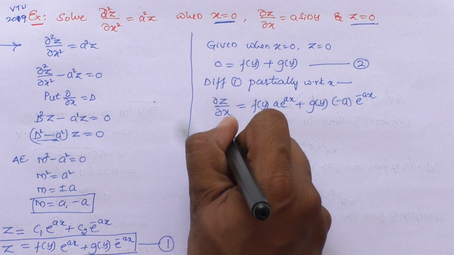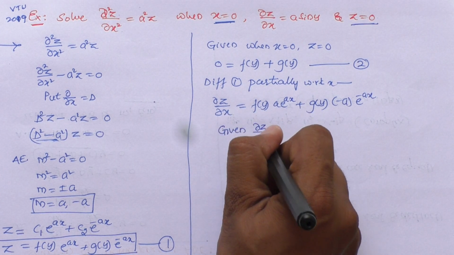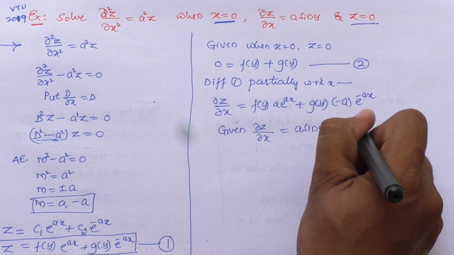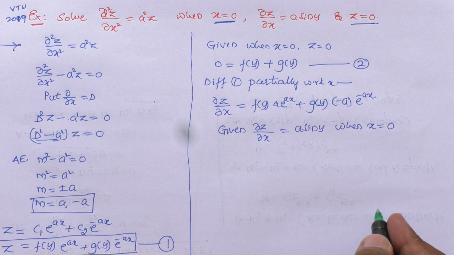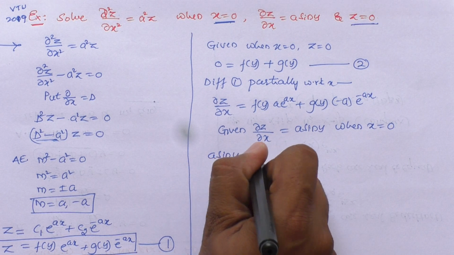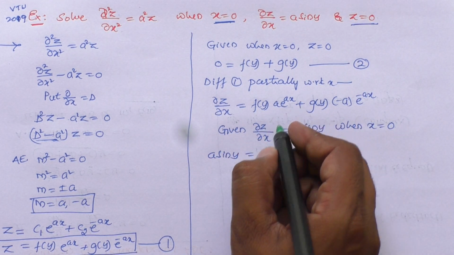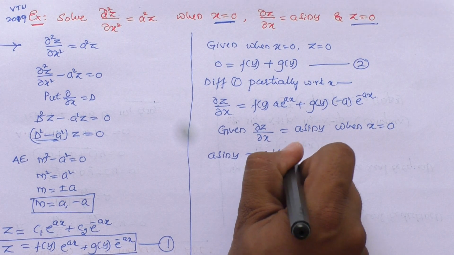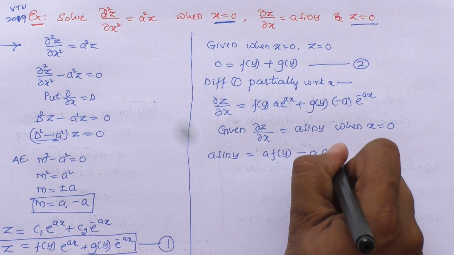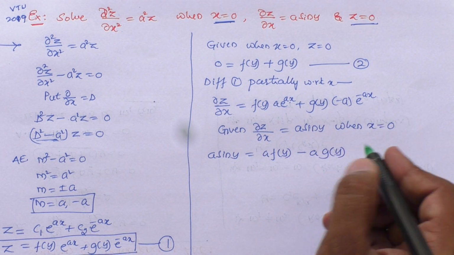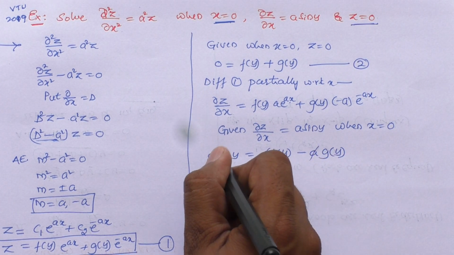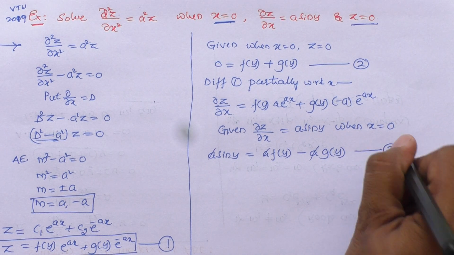Now apply the condition. Given dou z by dou x is a sin y when x equal to 0. So put x equal to 0: a into f of y into e raised to 0, which is 1, minus a g of y into e raised to 0, that is also 1. Throughout, if you look, a is common, so that will get cancelled. Take this as equation number 3.